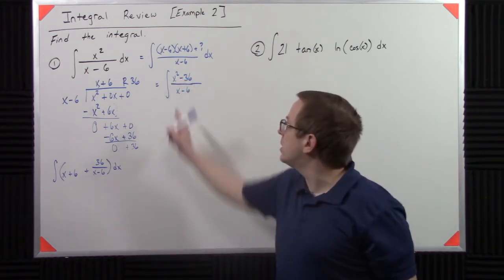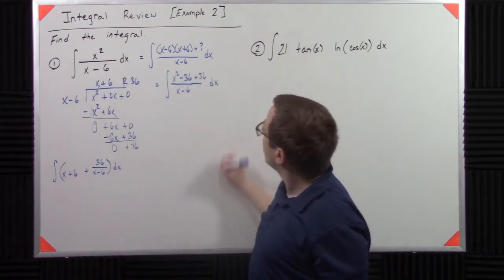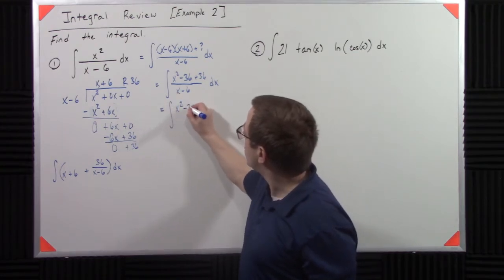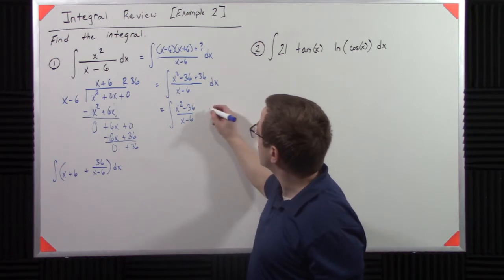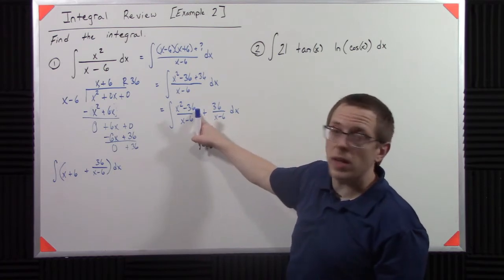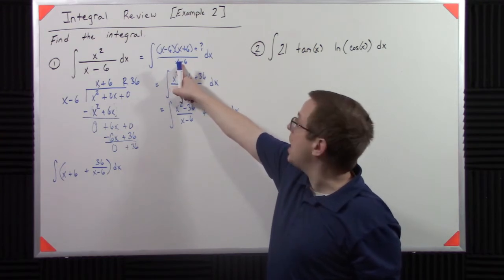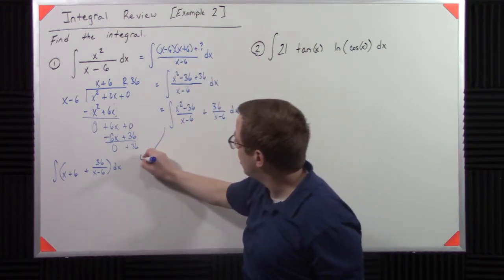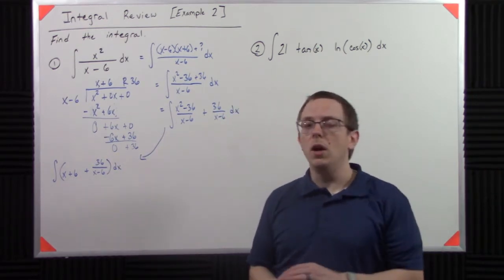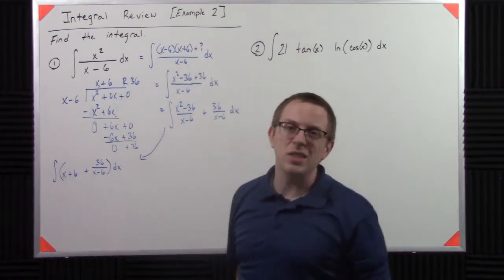But again, the 36 can't come from nowhere, so we have to add a 36 here. Then we split up the numerator to get x squared minus 36 over x minus 6, plus 36 over x minus 6 dx. When you factor that, it's x minus 6 times x plus 6. The x minus 6's will cancel, leaving an x plus 6 and your remainder term. So there's two ways to get there, but this way, you don't have to think ahead like you do on this. So it's really up to you.